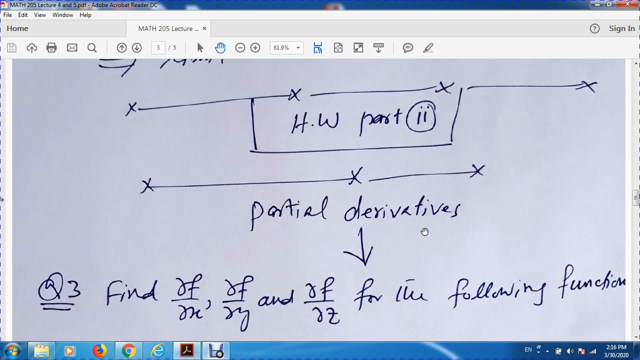Okay, our next lecture is partial derivative. Today in this lecture I will cover two topics. One I already covered, which is limit, and the second topic I will cover is partial derivative. That is why I call this lecture 4 and lecture 5.